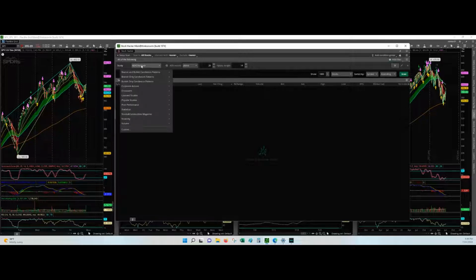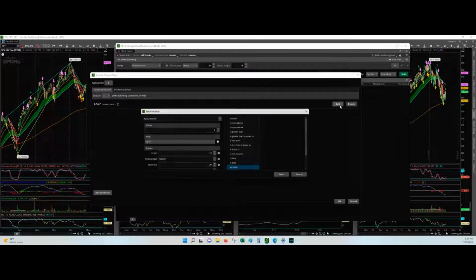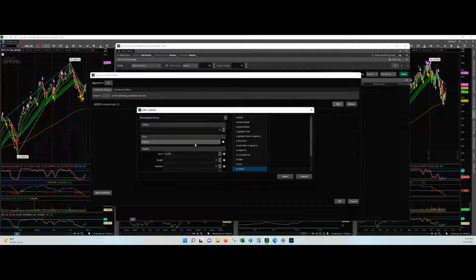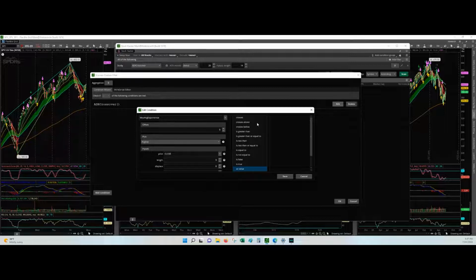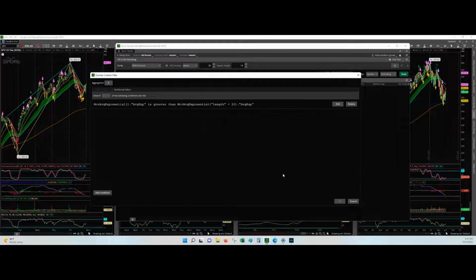The first thing I'm going to do is go to custom and hit edit, and I want study, I want exponential moving average, and I want this 9 by default. So we want this greater than the 20 exponential moving average. So there's our first logic statement.